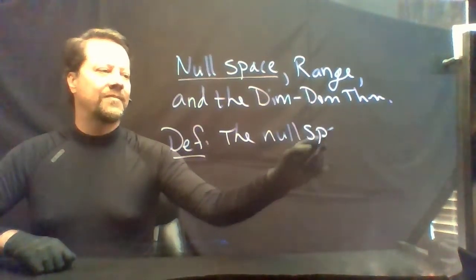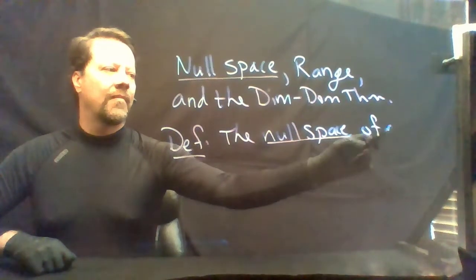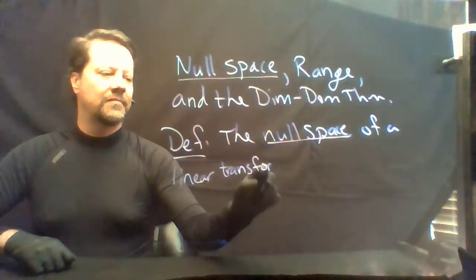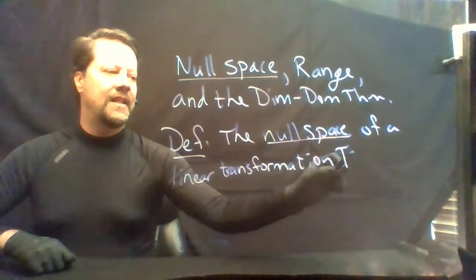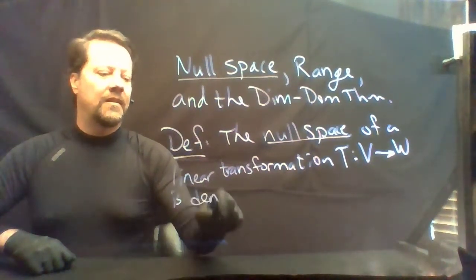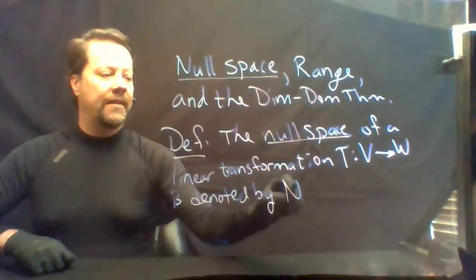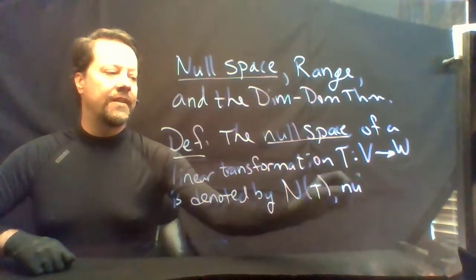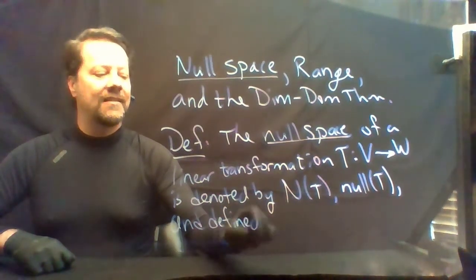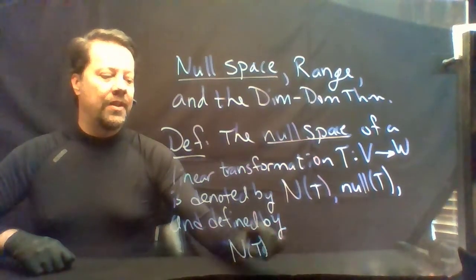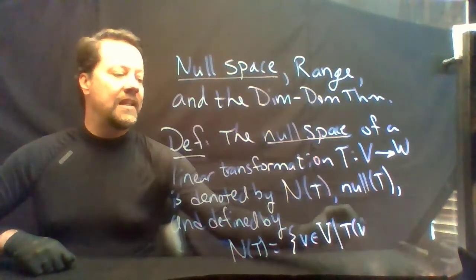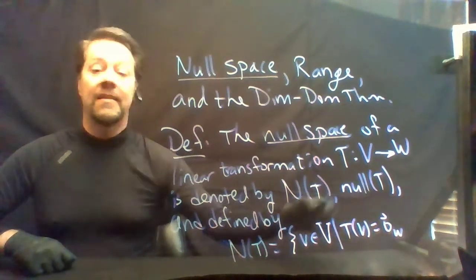The null space of a linear transformation T mapping from vector space V into W is denoted by either N of T or maybe even null of T, and defined by the following. The null space of T is the set of all V lying in the domain space so that T of V maps to the zero in the codomain space.